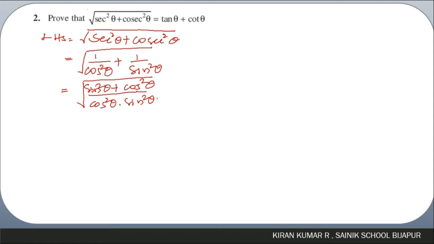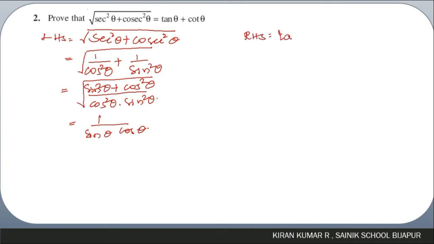So in the numerator it becomes 1, in the denominator upon taking the square root, square and the root get cancelled, we will be getting 1 upon sine theta multiplied to cos theta. This is about the left hand side. Let me take the right hand side.